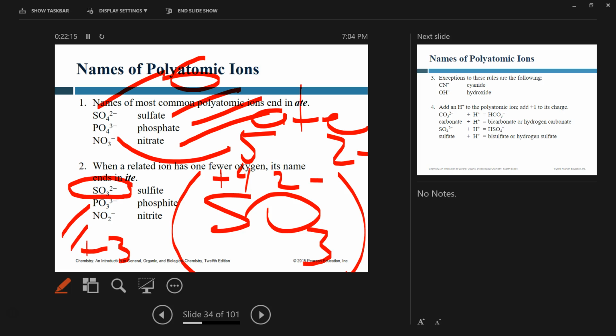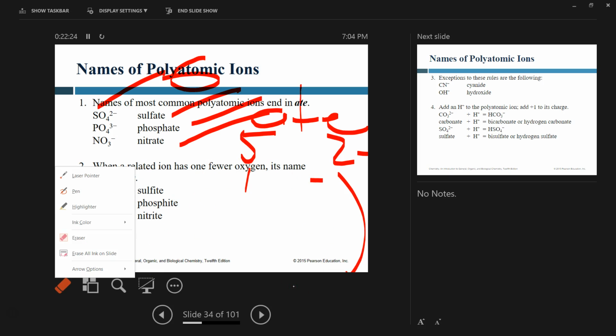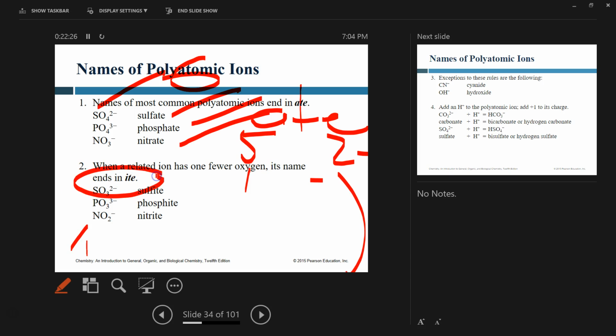For these types of polyatomic anions, here's the rule. The name ends with "ite," so you end up with sulfite, phosphite, and nitrite. Does that make sense? Good? Questions? Questions?